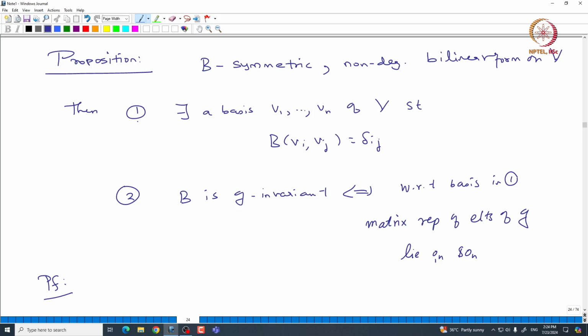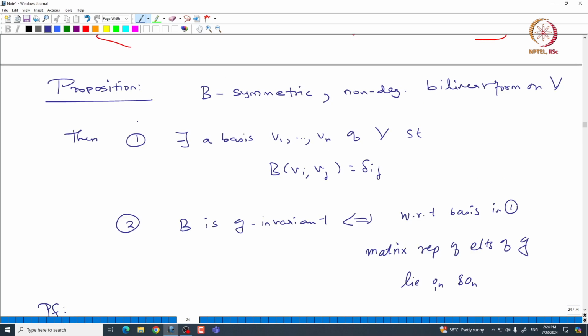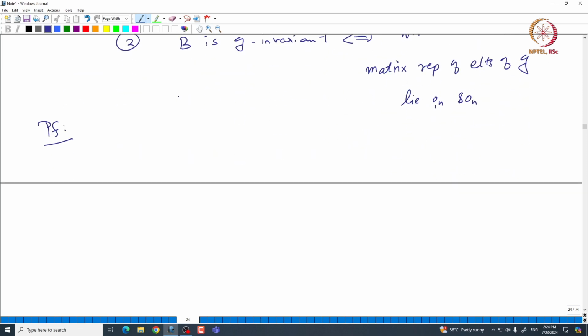Let us assume that n is greater than or equal to 1. We assume that B is a non-zero symmetric non-degenerate form, since for the 0 form there is nothing to prove. Since B is non-zero, there exists v in V such that B(v, v) is non-zero.